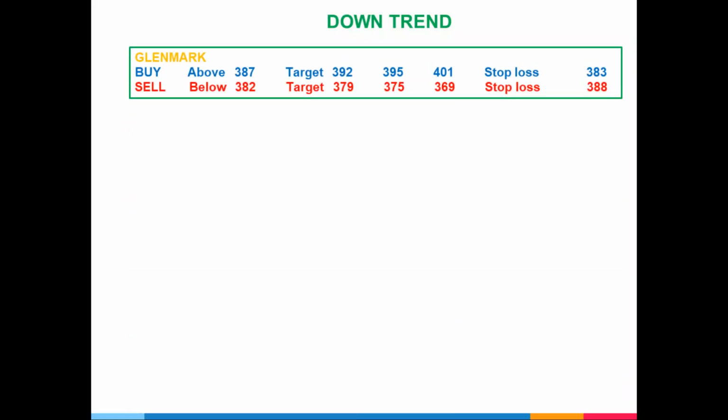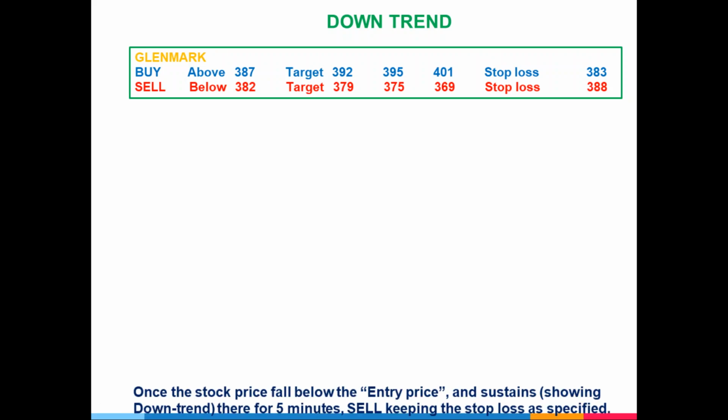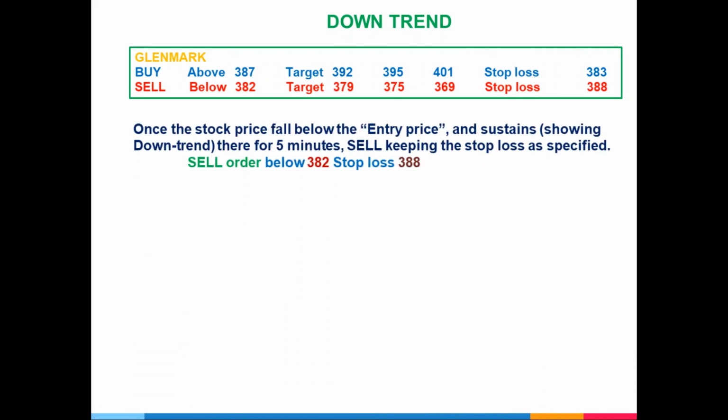And a downtrend, Glenmark here: sell below 382, target 379, 375 and 369 with the stop loss 388. So here, once the stock price falls below the entry price, at least once it is at around 382, 381 levels, then enter a sell order with a stop loss order 388. 388 would be the initial stop loss for this trade. So my order would be sell at 382 or 381 with the stop loss 388. That is the order placed and it is executed, assume.